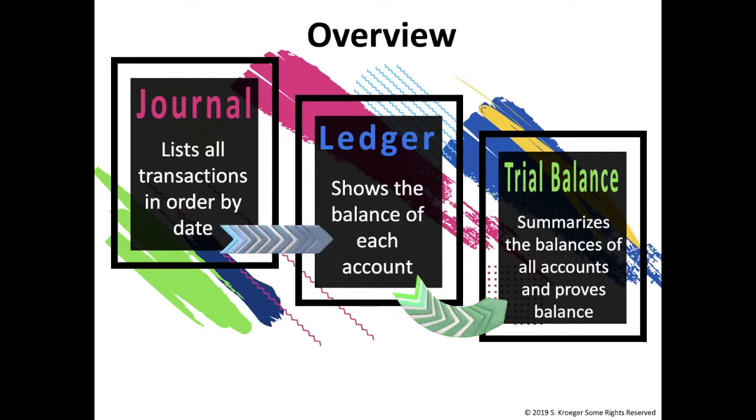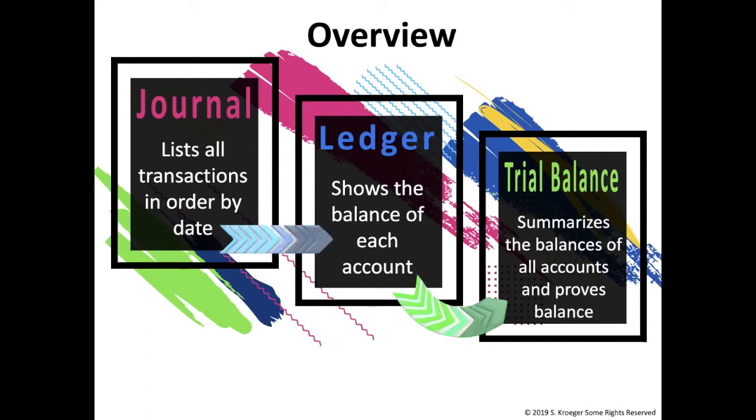The journal will list every transaction that the business has. The ledger lists the exact same transactions, but separates the transactions by account. For example, the journal might have an entry showing that we bought supplies by paying cash. The ledger will then show the balance for the cash account and a balance for the supplies account separately. Each account has its own page, so to speak.